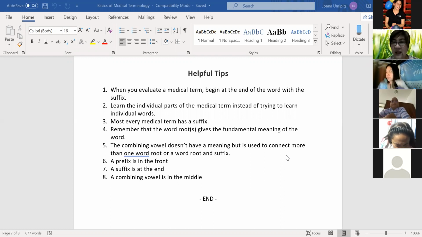Okay? So meron tayong word root. Again, word root is the body of the word itself. Tapos meron tayong prefix. Prefix, pre, before. Yung suffix is at the end. And combining vowel, what is the combining vowel? O. Usually, it is O. So without this, hindi natin mabubuo yung medical terminology natin.